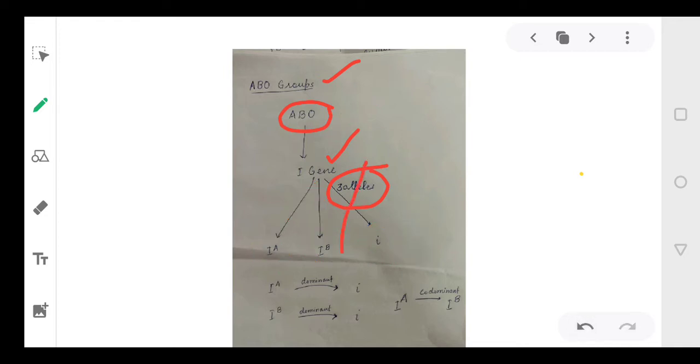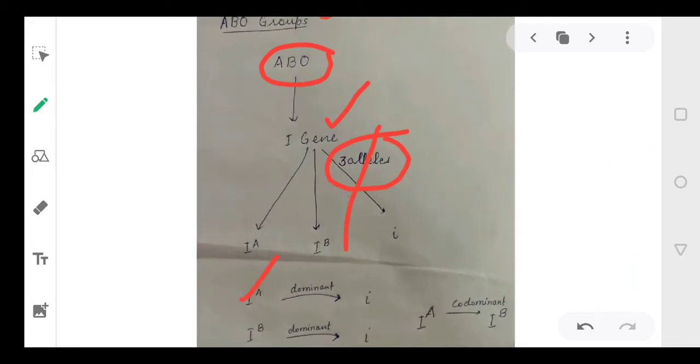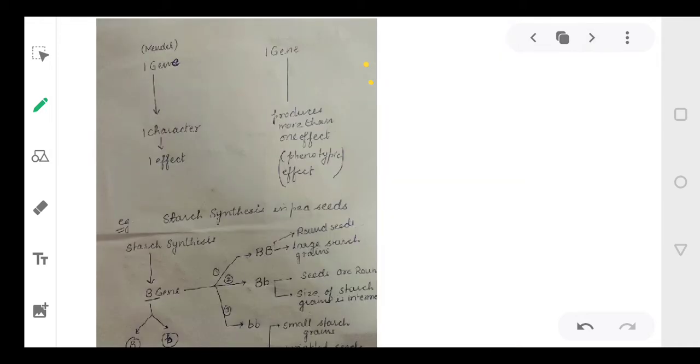Now if you look at this, IA is dominant over i, IB is also dominant over i, but IA and IB are co-dominant to each other, right? Okay, let's come to the next topic. This is another example which is there in the NCERT. Let's discuss this example also.